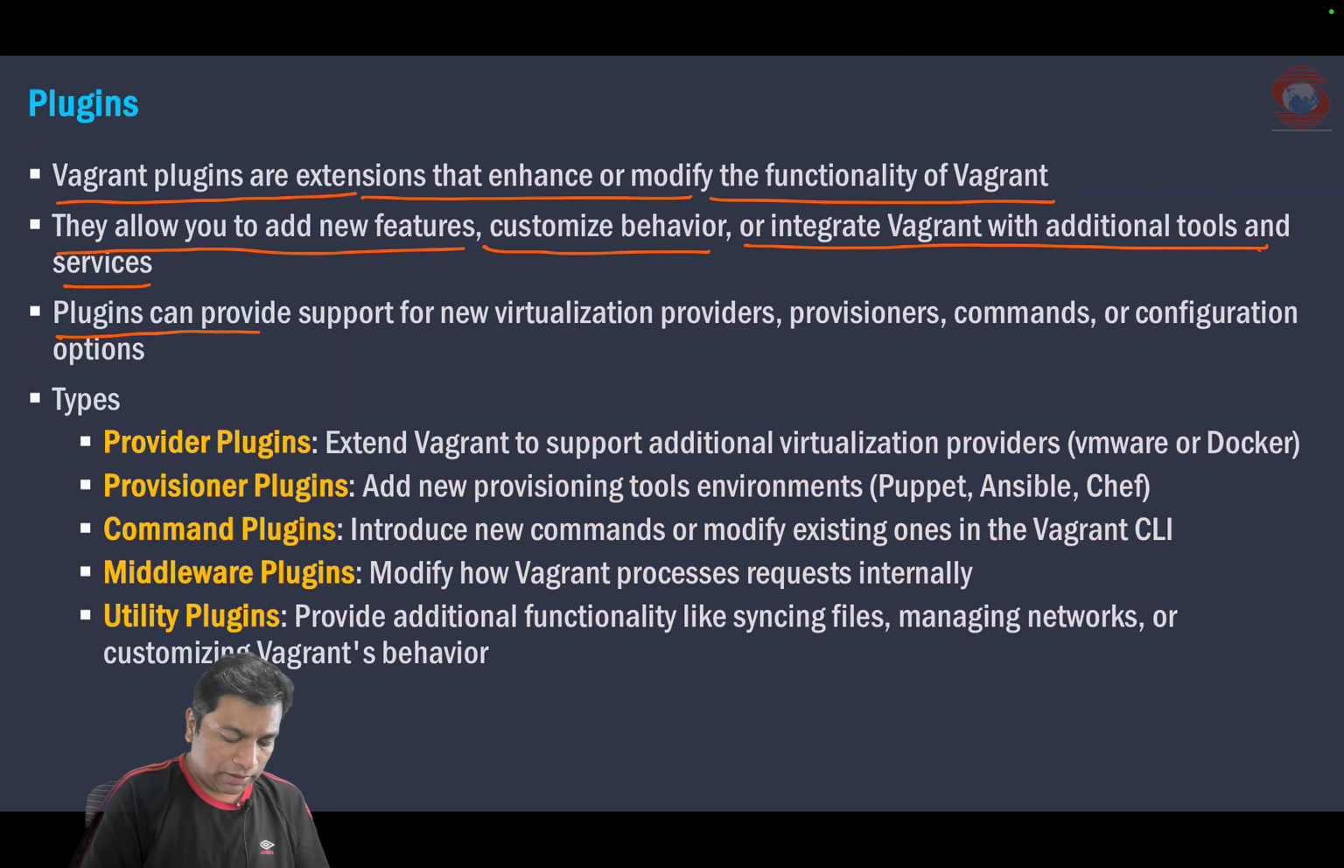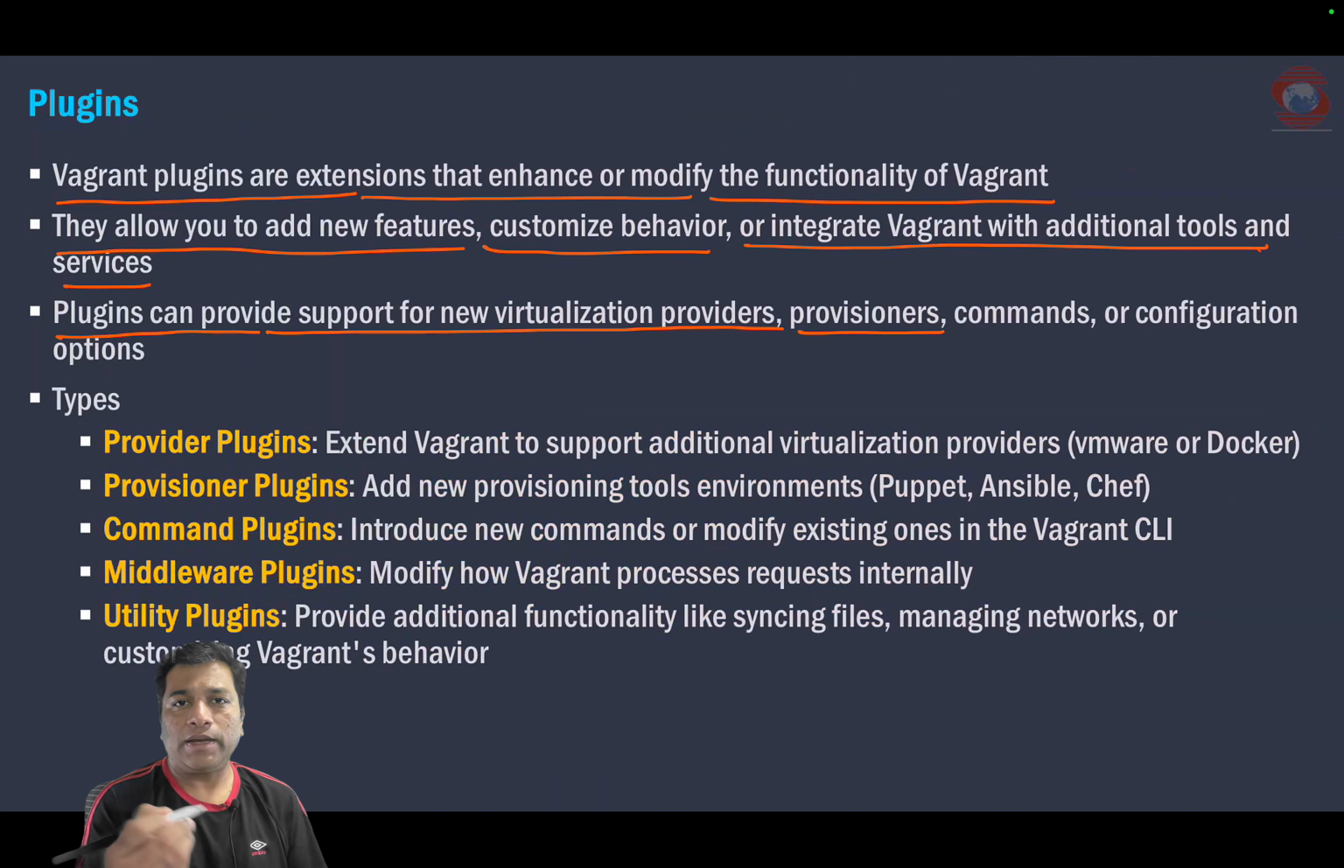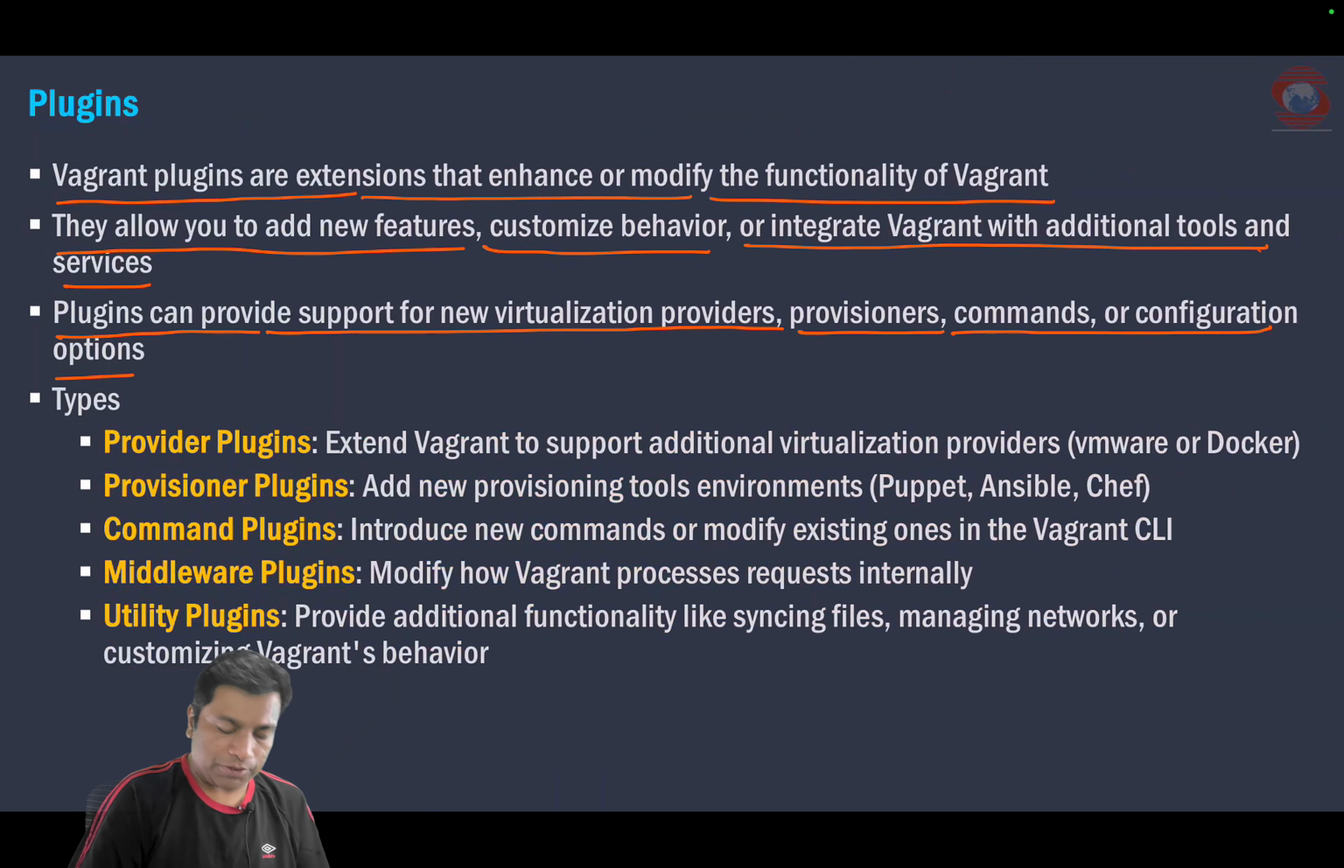The plugins can provide the support for new virtualization providers, the one which I gave you right now, and new provisioners. For example, instead of using file or shell as a provisioner, I want to use Ansible or, let's say, Chef or Puppet. How do I do this? This again can be done with the help of extensions. You can also add different commands or configuration options.